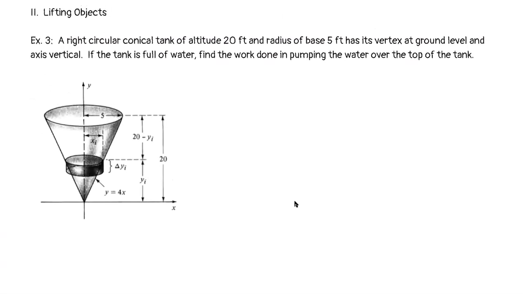So let's start with example 3. It says a right circular conical tank of altitude 20 feet and radius of base 5 feet has its vertex at ground level, and the axis is vertical. So if the tank is full of water, find the work done in pumping the water over the top of the tank. And so I've included a diagram here.